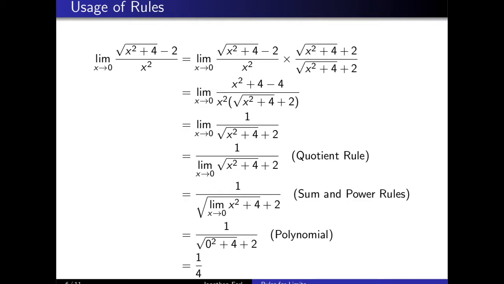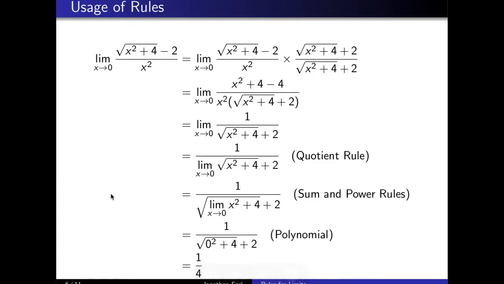So at this point, all we've done is algebraic manipulation. Now we're going to start using some limit rules. What we can see here is that as x goes to 0, this denominator is not going towards 0, so we can use our quotient rule. And we can write this as 1 divided by the limit as x goes to 0 of the square root of x squared plus 4 plus 2.